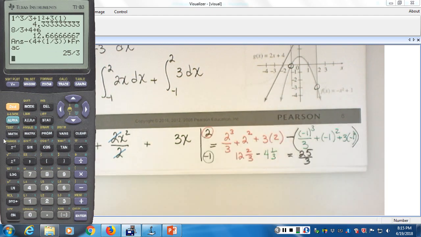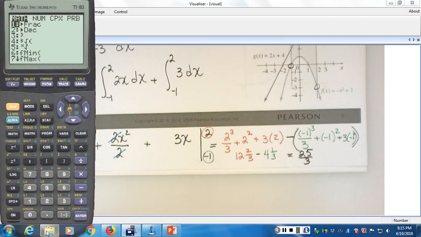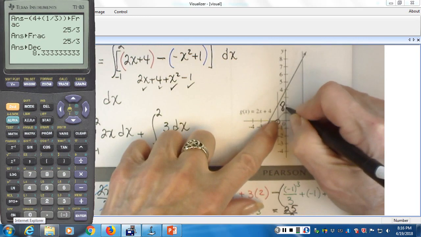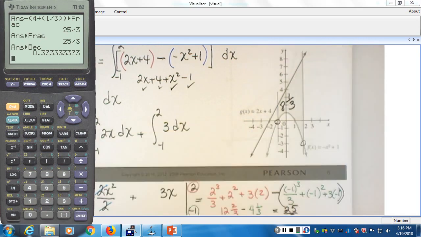And realistically, that is, not as a fraction, please, 8.333. Okay? So this area is 8 1/3 units, whatever those units are. And you're probably thinking, well, if you can do integration on the calculator, can we not just do these on the calculator? And the answer is yes, we can.